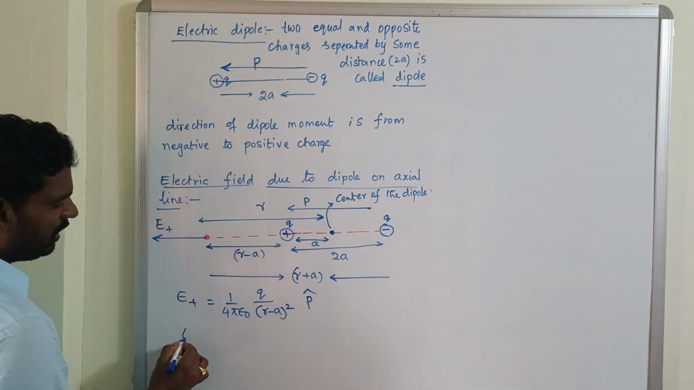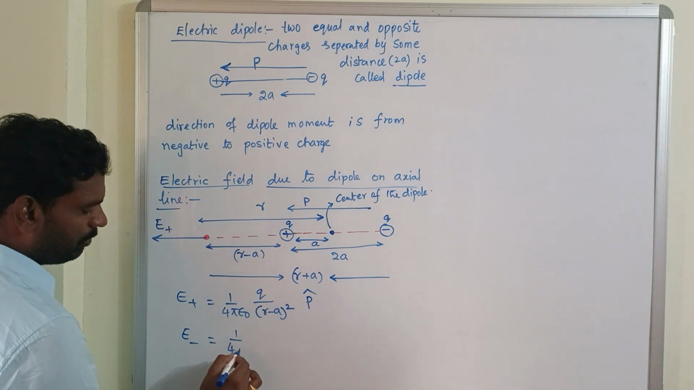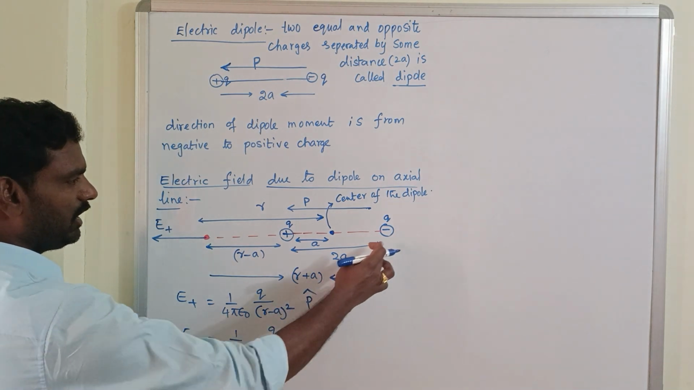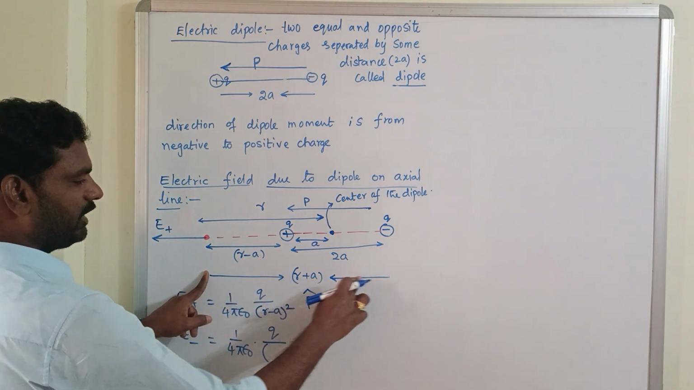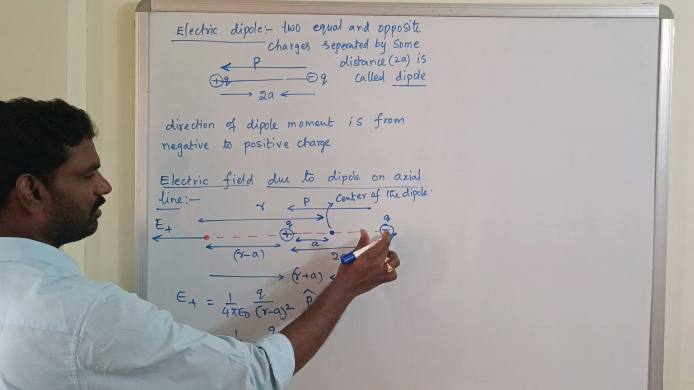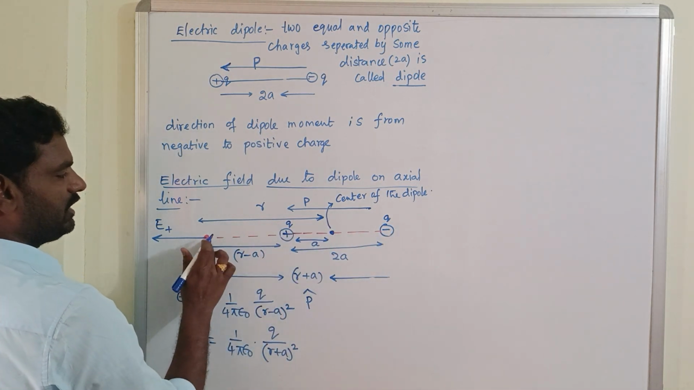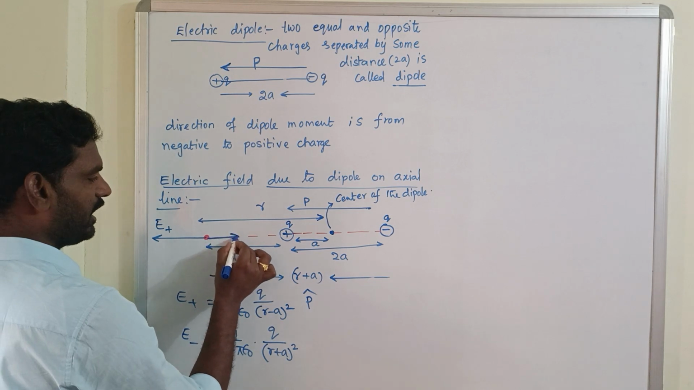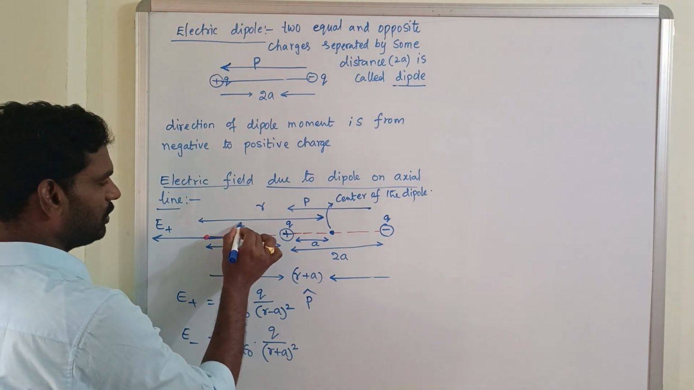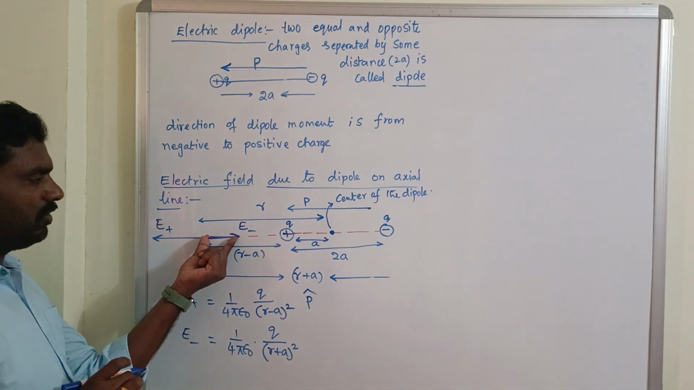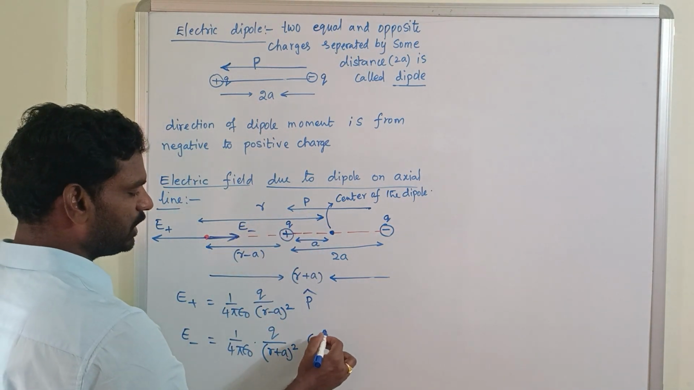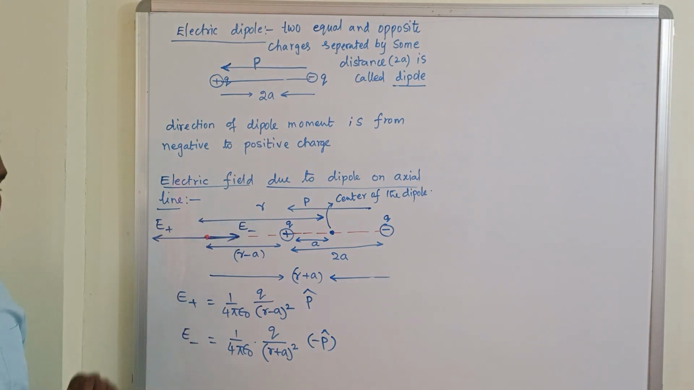Okay, next, electric field due to negative charge is equal to 1 by 4 pi epsilon naught, magnitude of charge Q, by the distance between the negative charge and this point, R plus a, whole square. What about the direction? This is a negative charge. Electric field due to negative charge at this point is towards the negative charge. This electric field due to negative charge is opposite to the dipole moment. So that is why I am writing minus p cap. The direction is opposite to the dipole moment.